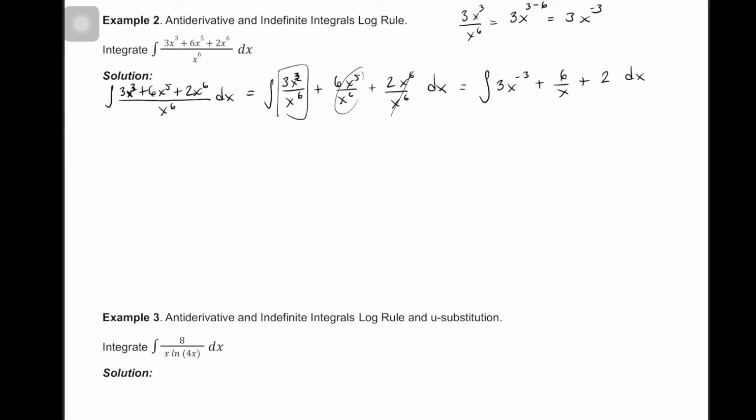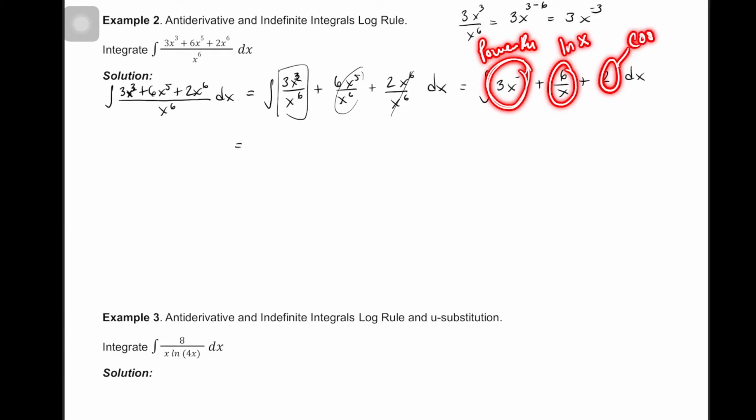So this is a perfect example where we actually have to apply different rules for each term. So every term will have its own rule. For this one, we're going to use the power rule. For this one, we're going to have the natural log rule. And for this one, we're just going to have the constant rule, right? So everyone will have their own rules.